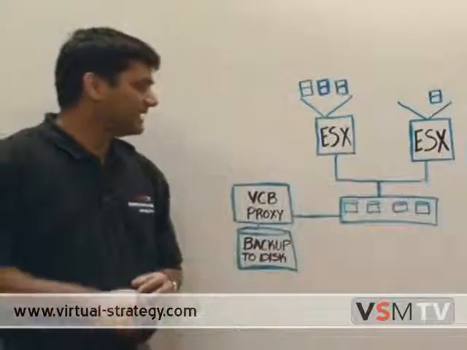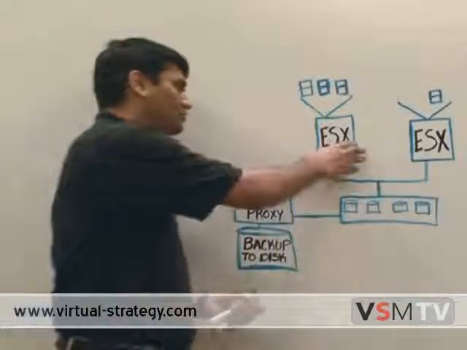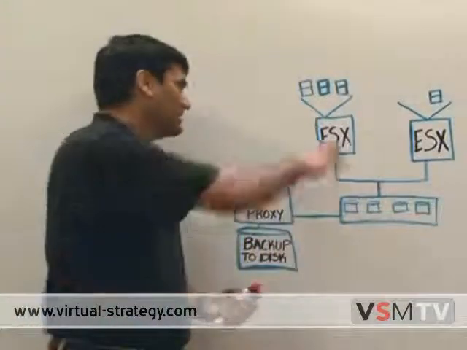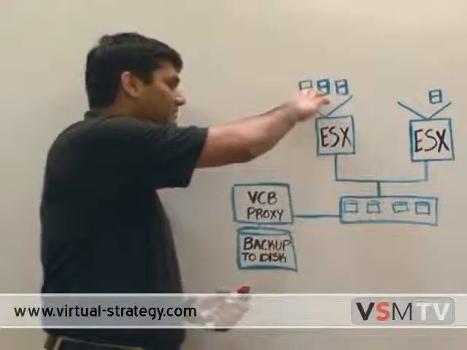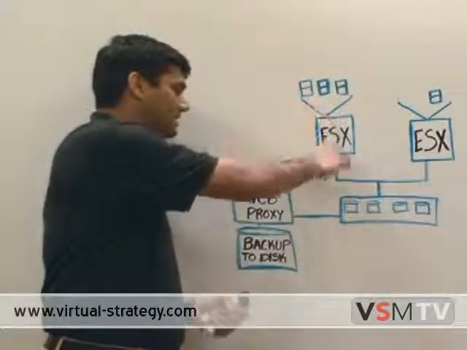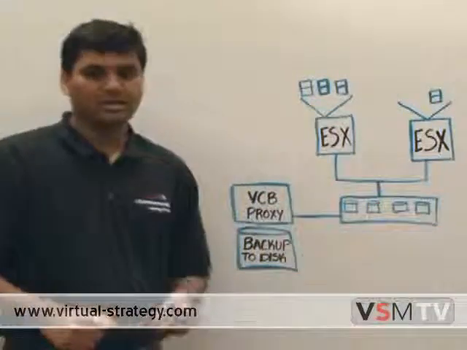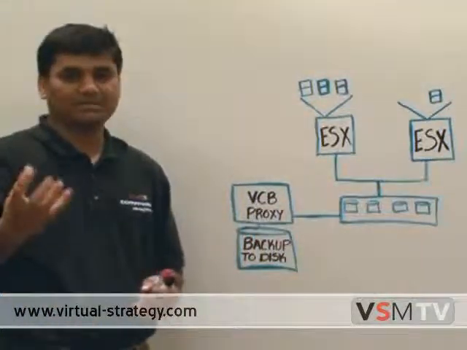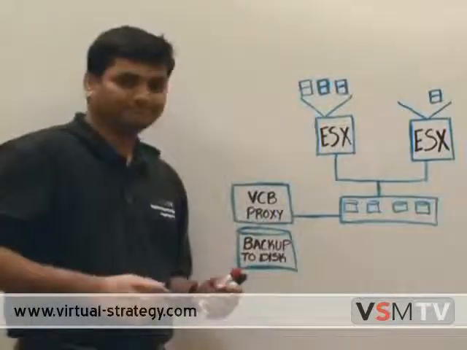This is a pretty simple diagram of how a small virtual environment would look. You have two ESX servers over here, and each of them is running a bunch of virtual machines. Now, each virtual machine is represented as what we call a VMDK file in the shared storage. A VMDK file is nothing but a blob of data that represents that virtual machine.